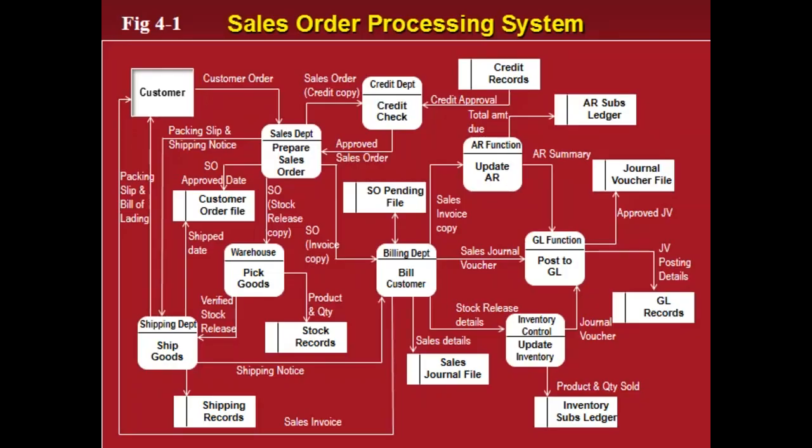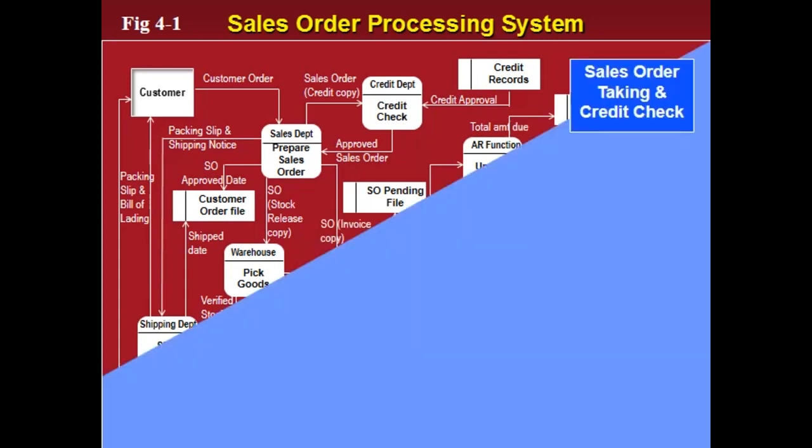This figure gives an overview of the sales order processing system. Now, the diagram may look kind of intimidating, but let's study the data flow diagram part by part to understand the flow of the sales transaction and the relevant documents that are involved. Let's first focus on the sales order and the credit check functions.